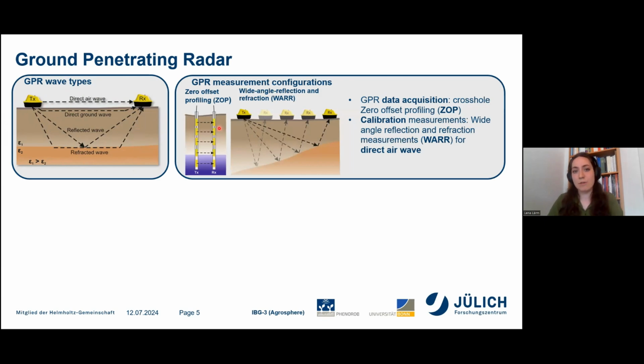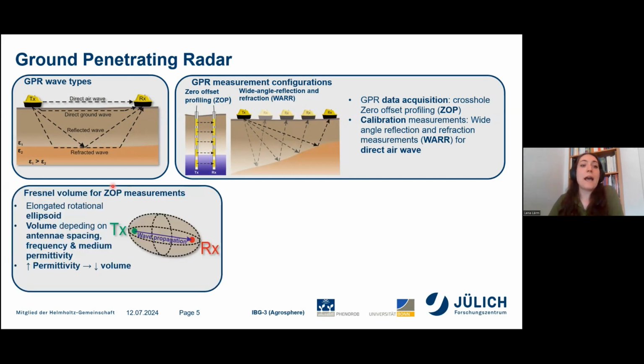GPR has different measuring configurations. Within my work, I use zero offset profiling within boreholes, where we have a transmitter and a receiving antenna in neighboring boreholes. We move those antennas simultaneously across the boreholes and measure the direct ground wave in between. Since we don't have a direct air wave and we need this for calibration, we do additional wide angle reflection and refraction measurements, where we have the transmitter at a fixed location and then increase the offset of the receiver.